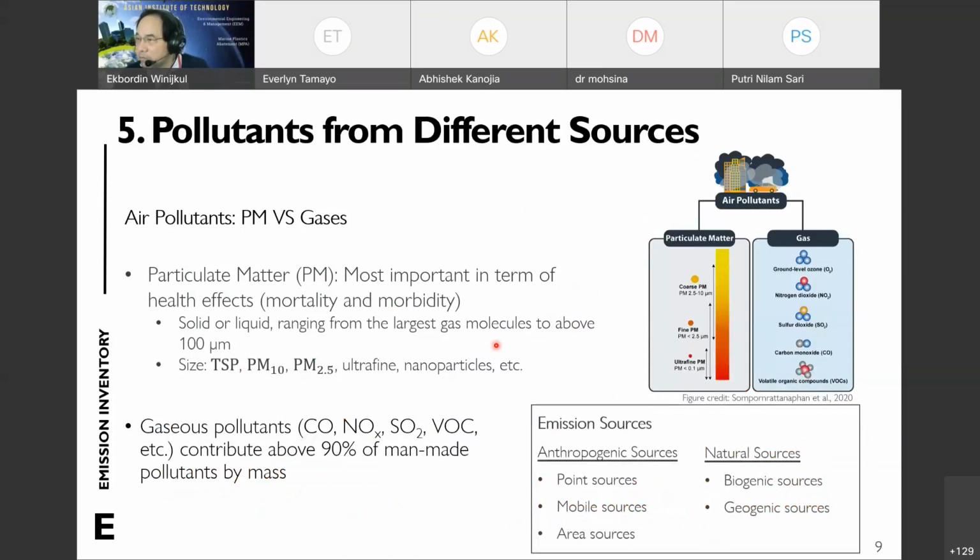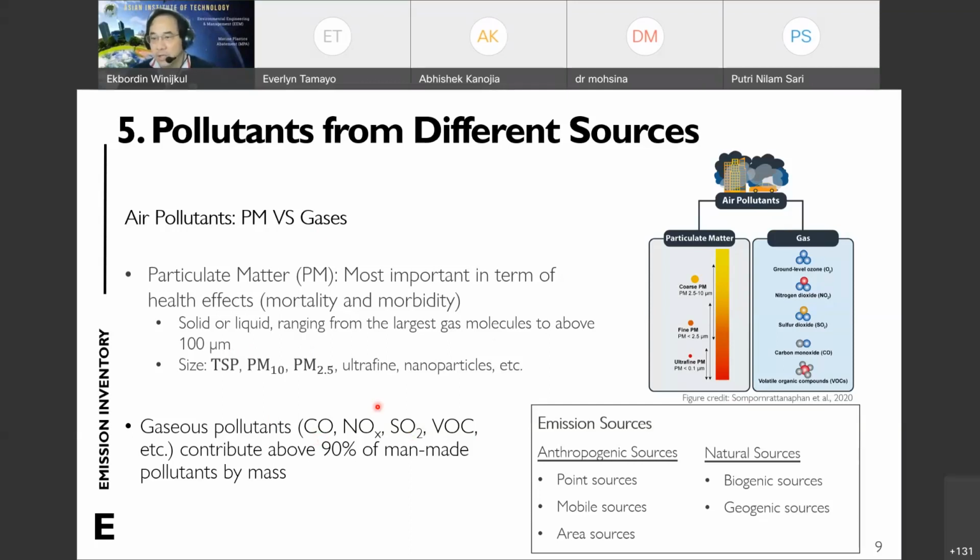Okay, for the pollutant from different sources, this one is also the same. I think yesterday you have a lot of this information already. Emission inventory can be done for all of the pollutants, particulate matter or gas. In terms of particulate matter, we can do emission inventory for PM10, PM2.5, and different sizes of particulate matter. For the gas pollution, we can also do emission inventory for different gases like CO, NOx, SO2, VOC, and so on. But remember from the last slide, only primary pollutants can be included in the emission inventory.